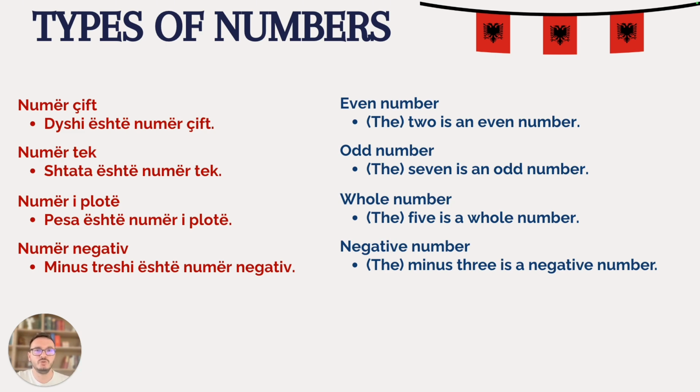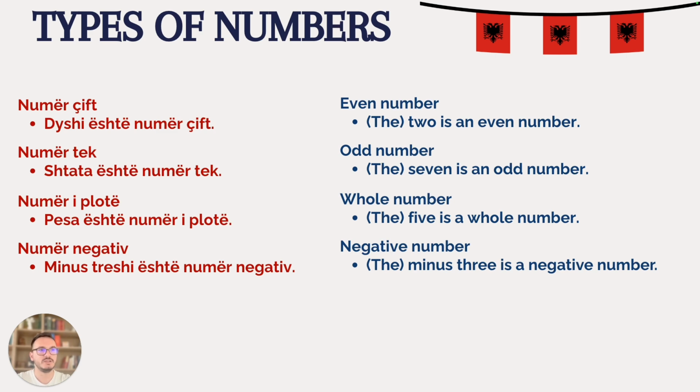So you have dy, but if you say the 2, the number, without using the word number, then we say dyshi. We'll do that with other numbers as well, as you can see, shtata, pesa, etc. So dyshi është numër çift. Numër tek, an odd number. Shtata është numër tek. The 7 is an odd number.